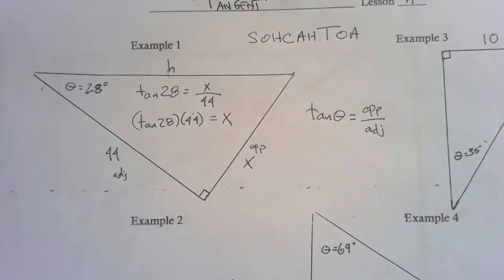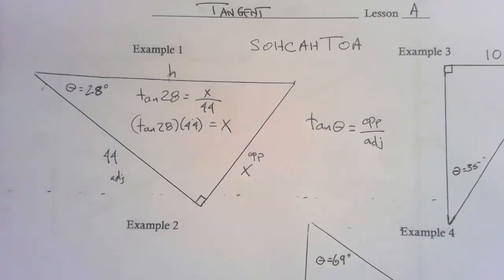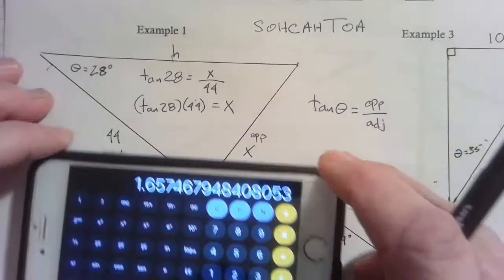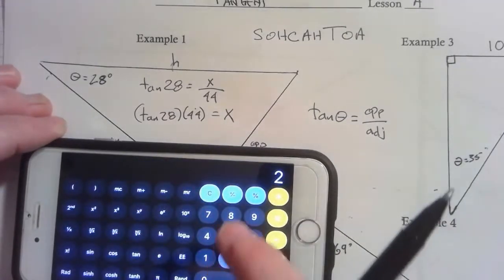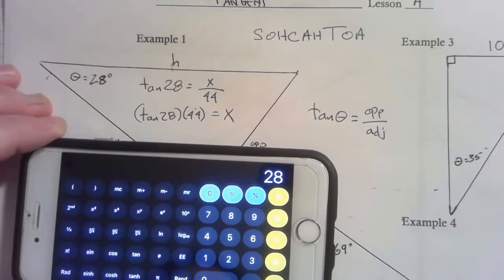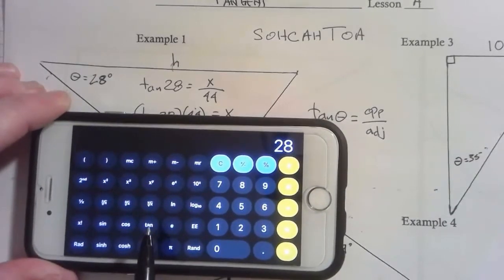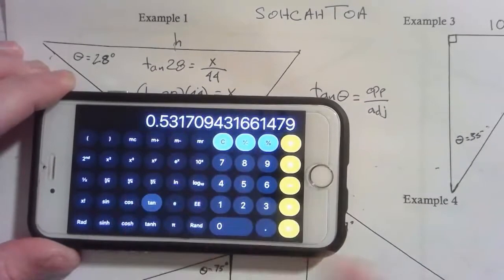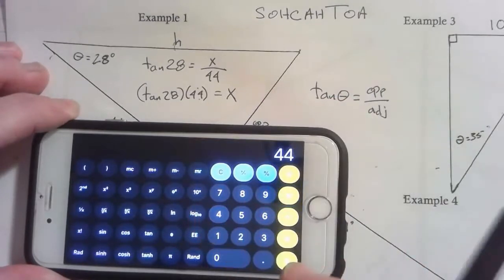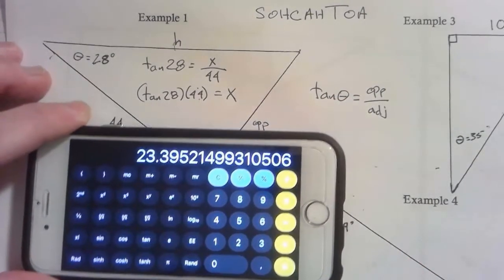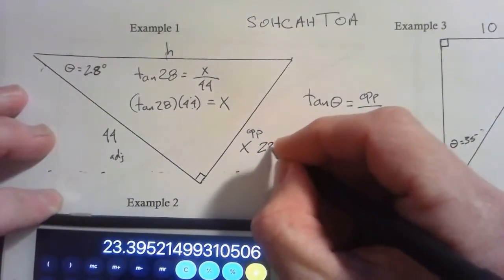So if you break out your calculator, let me get out the other one, be consistent. So, get our calculator out. We're going to do the tangent of 28, so we clear everything out. We type in 28, that's the angle. Take the tangent, it's right there. Then, times the 44. And I get 23.4. So that means this opposite side is 23.4.